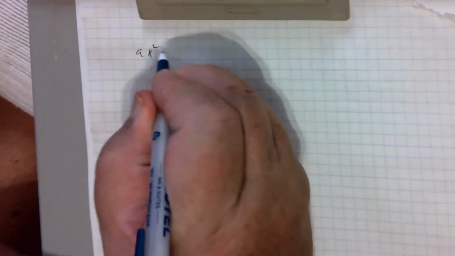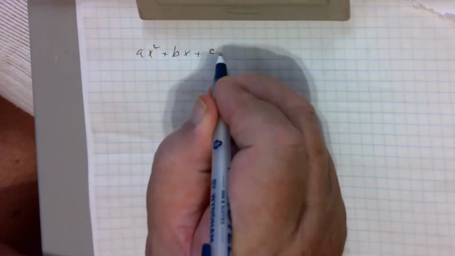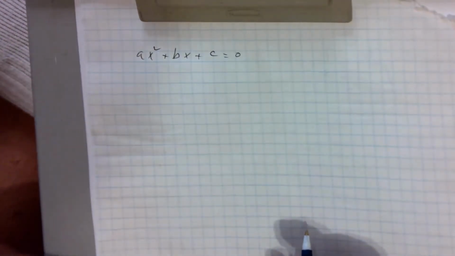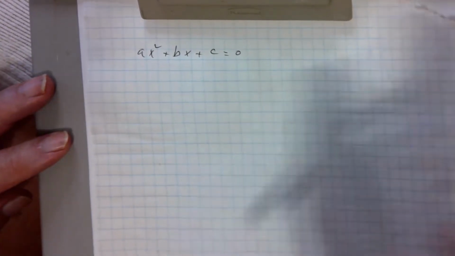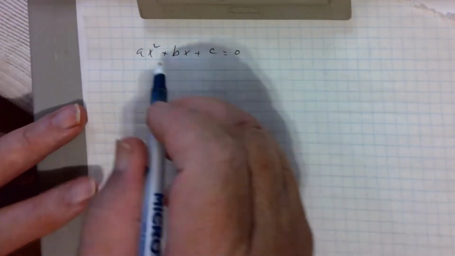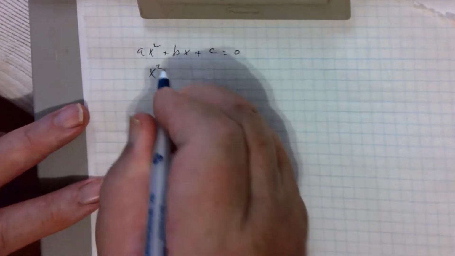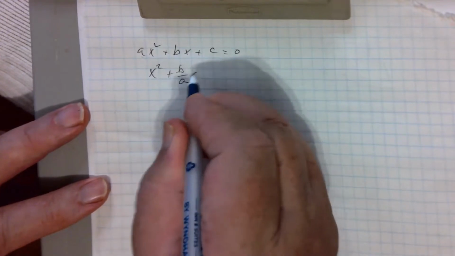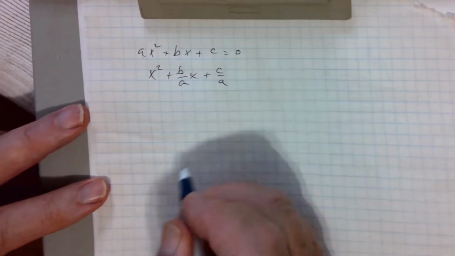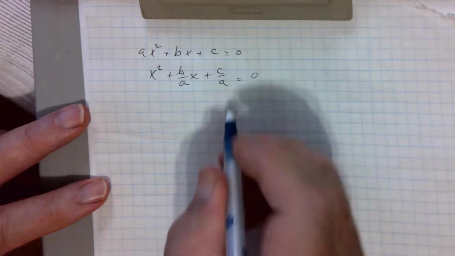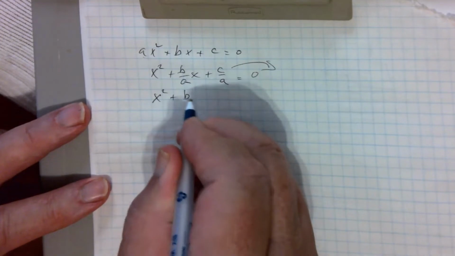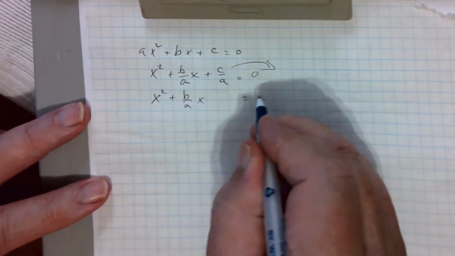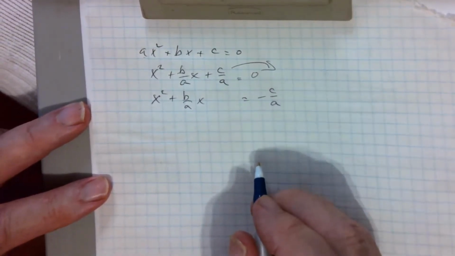Okay, let's start with ax squared plus bx plus c equals 0, quadratic equation. And let's just see how to derive the quadratic formula just as a little test video. All right, first divide through by a. Move the constant to the other side. Okay, and then complete the square.